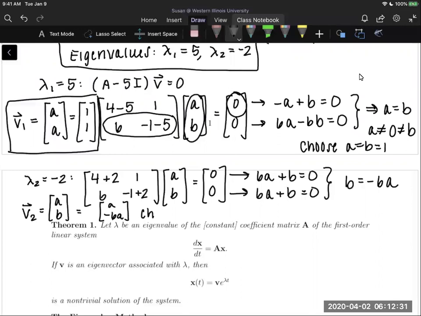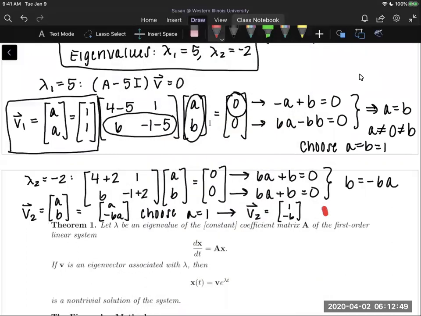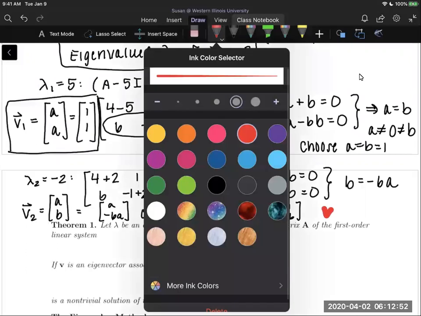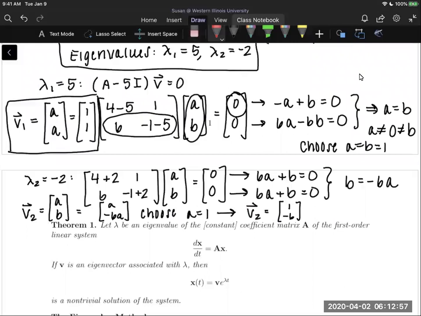So I'm going to make a choice. Choose A equal 1, and in that case, my eigenvector becomes 1, -6. But I'll just write maybe in a different color here that you could have chosen, whoa, that is super thick. You could have chosen, let's say, A equals 10, in which case your eigenvector would be 10 and negative 60.